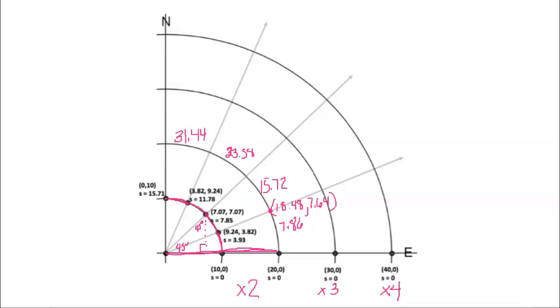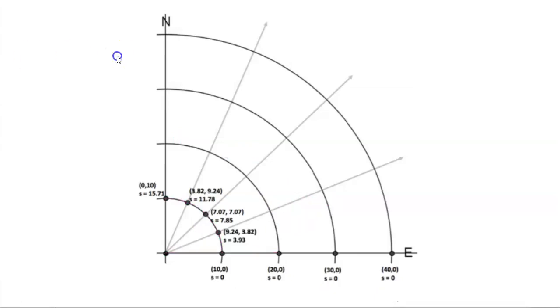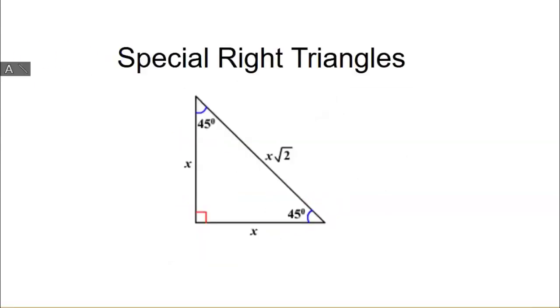So let's take a look at the 45, 45, 90 degree special right triangle. If you recall that if we know one side, one of the legs of the 45, 45, 90 triangle, the other leg has to be equal. It is isosceles. So that is very helpful because we know two of the sides are exactly equal.